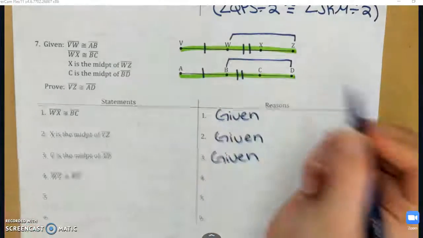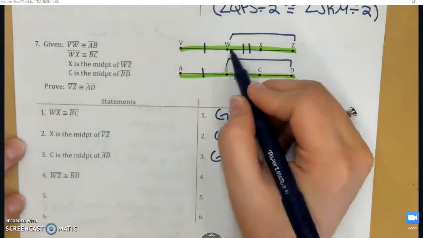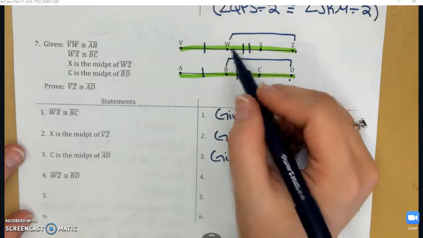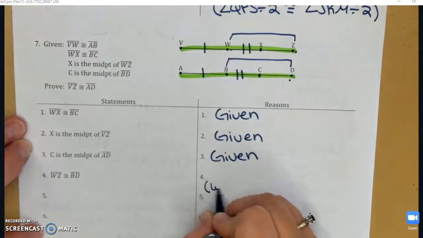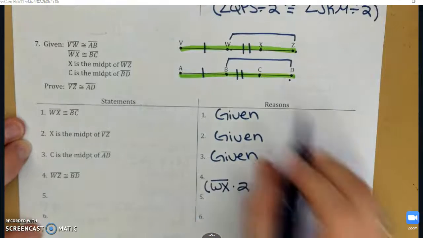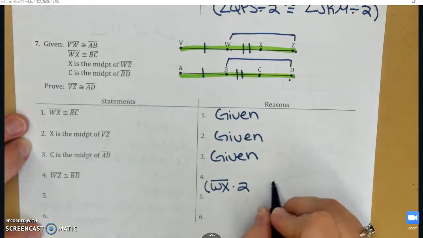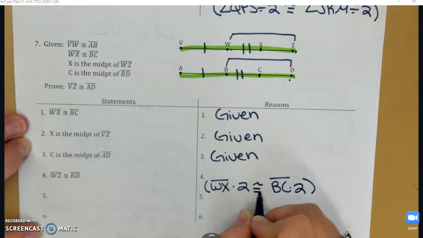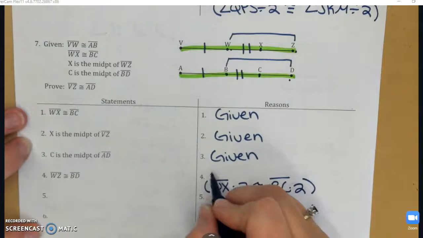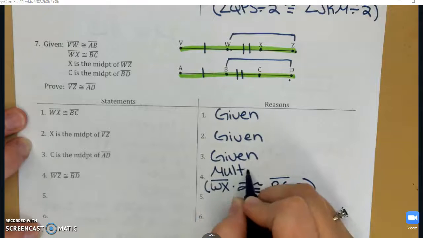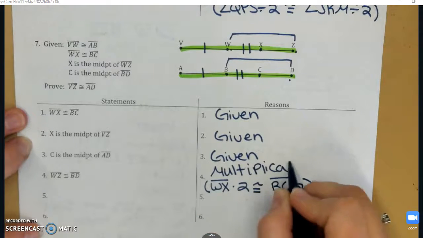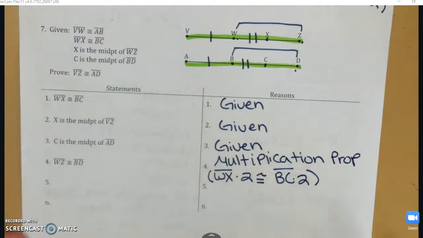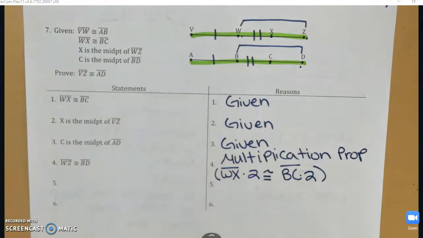How do I conclude that? Well, if X is the midpoint of WZ and C is the midpoint of BD, I would find the whole length of WZ by taking WX times 2, and I would find the whole length of BD by taking BC times 2. And if those are congruent segments, then that result is going to be congruent by the multiplication property. So now I'm down to 2 statements and 2 reasons.